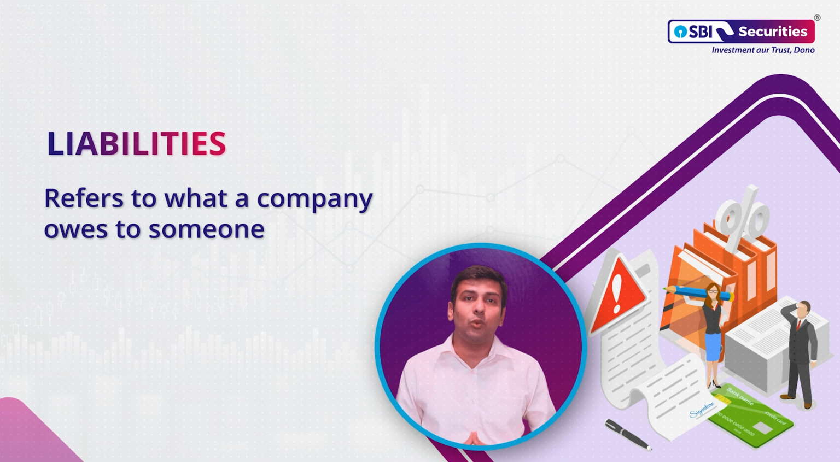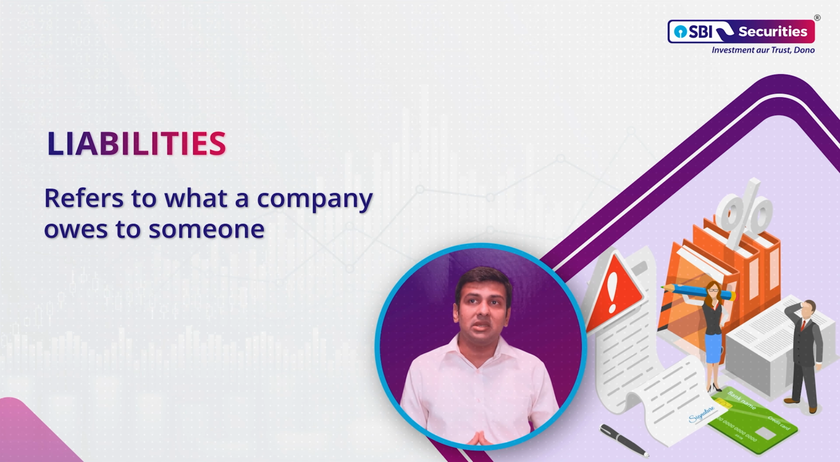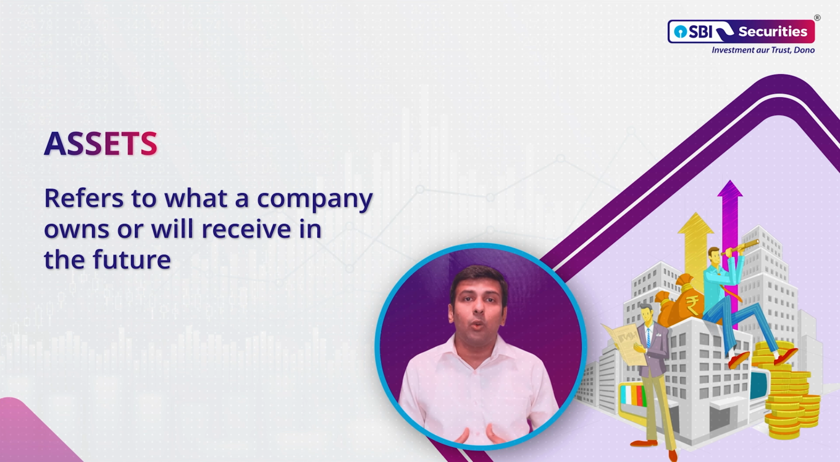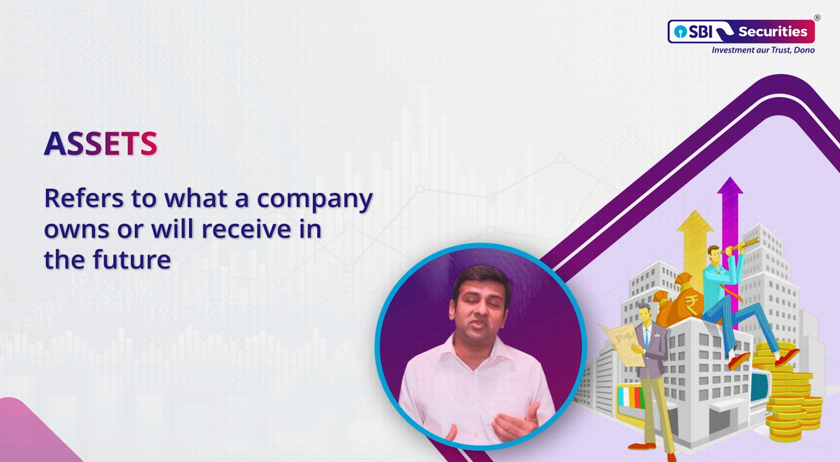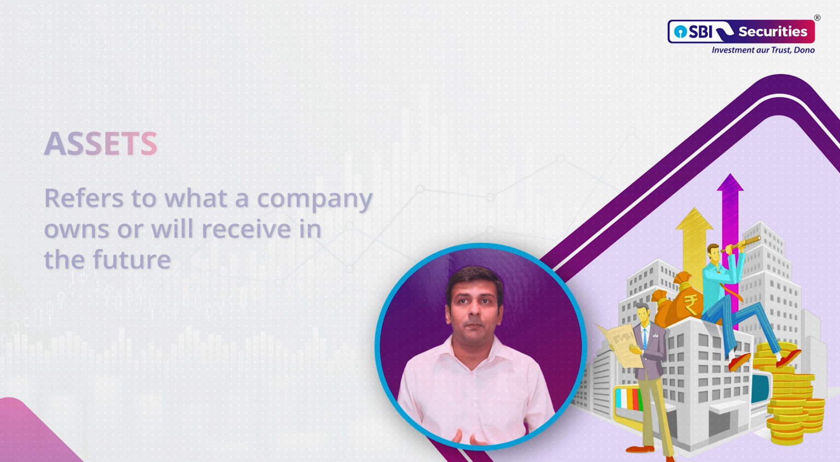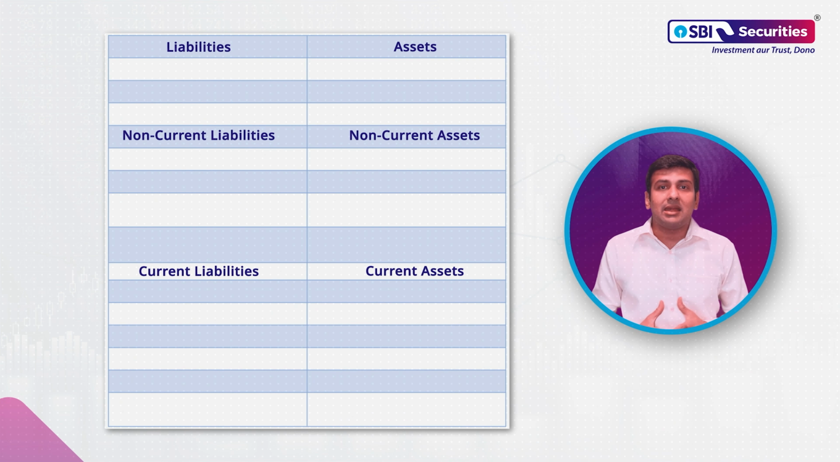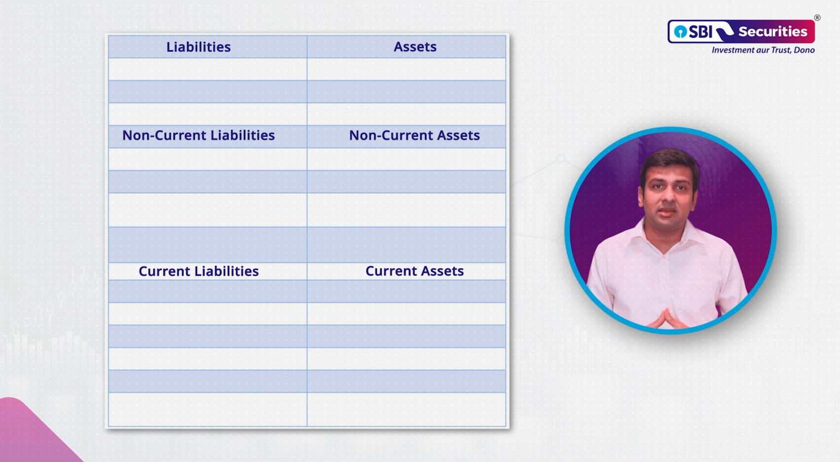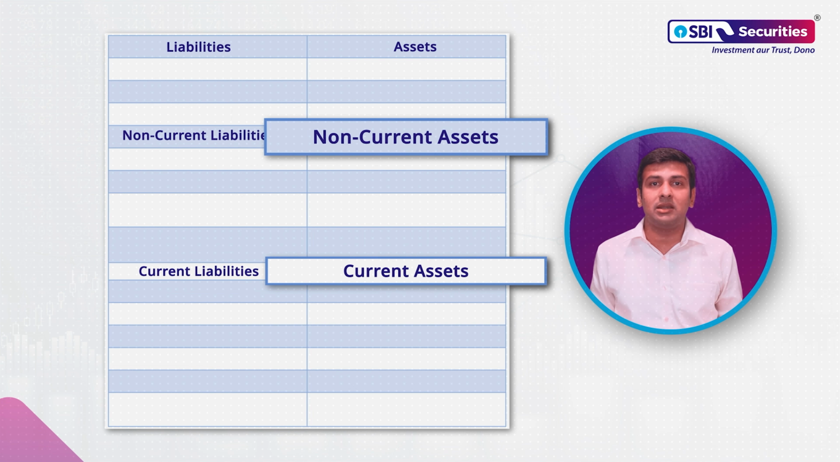Now let us understand what a liability is. Liability means what a company owes to someone, whereas an asset means what a company owns or will receive from someone. Both liabilities and assets can be further divided into two categories. Liabilities into non-current liability and current liability, whereas assets into non-current asset and current asset.